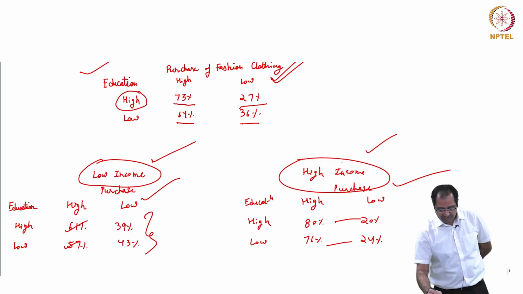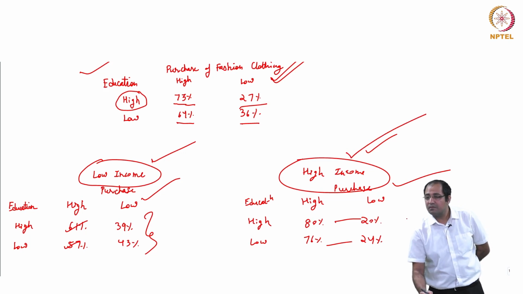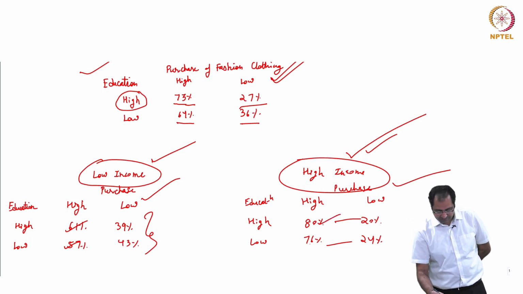The effect for high income, you see the effect is more. For high income, there is a huge difference: for education high it is 80% and for education low 20%.